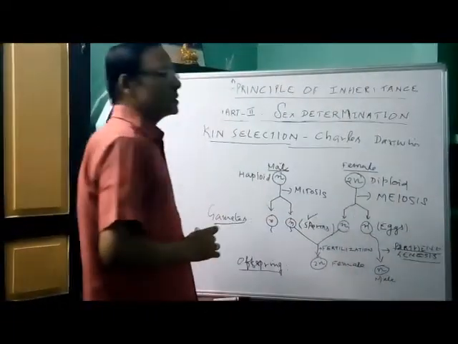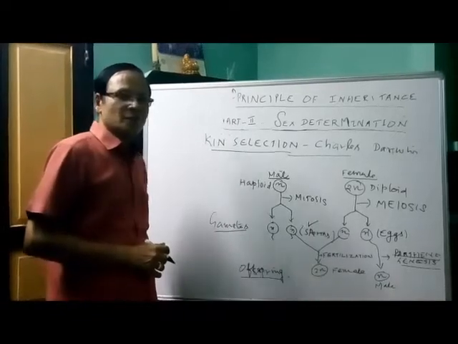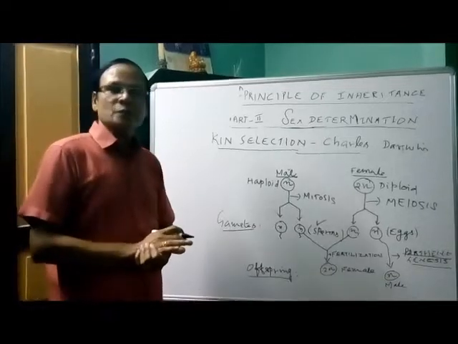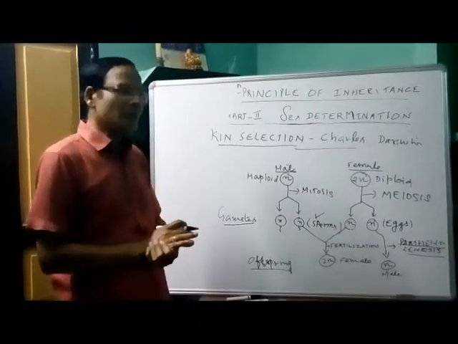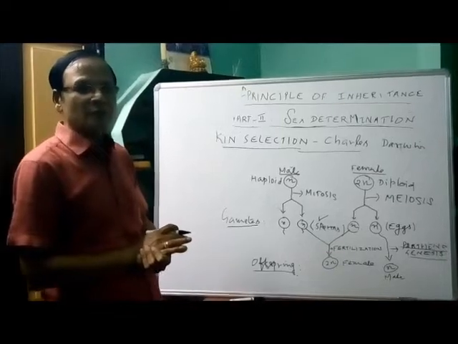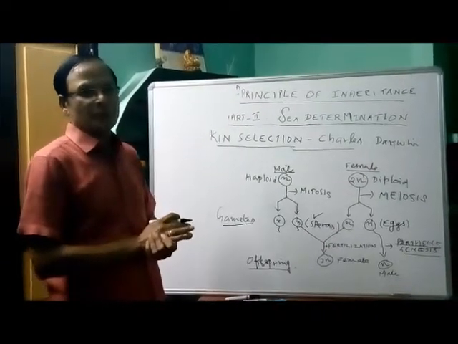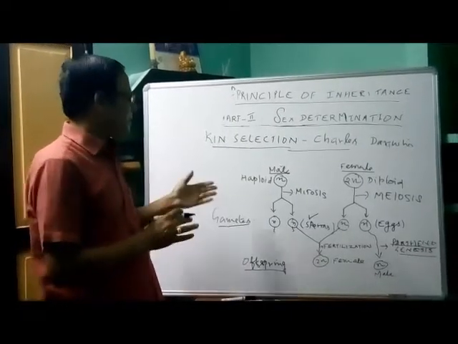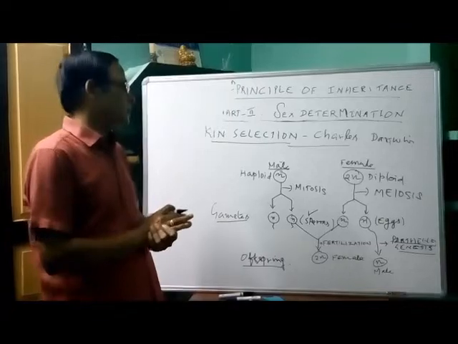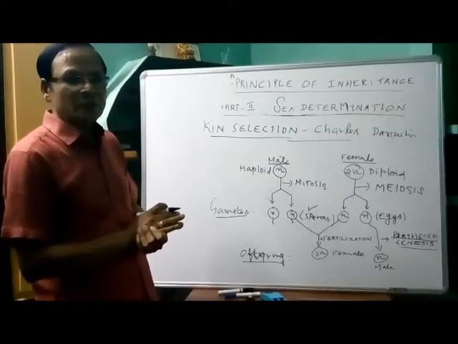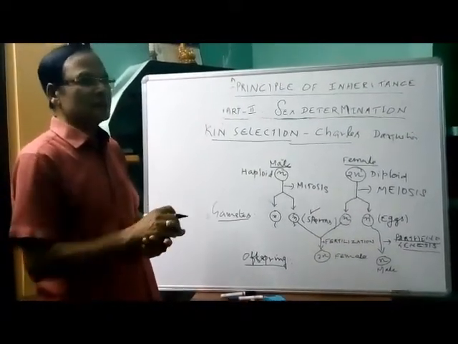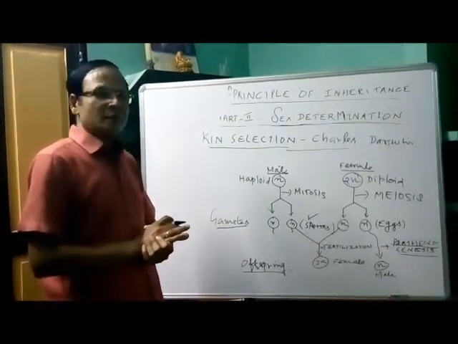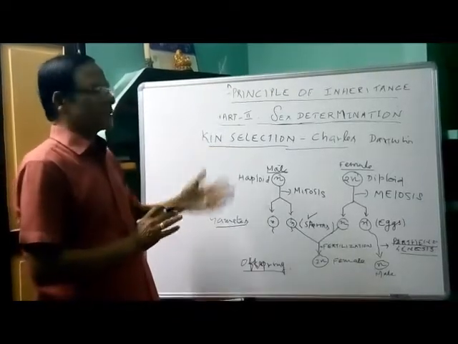So it is an evolutionary strategy. Kin selection is an evolutionary strategy in which one organism favors the reproductive success of its relative. I will give the example later. Even at the expense of its survival and reproduction. So kin selection is an evolutionary strategy in which an organism favors the reproductive success of its relatives, that means its own species, at the expense of its survival and reproduction. This concept is called kin selection.